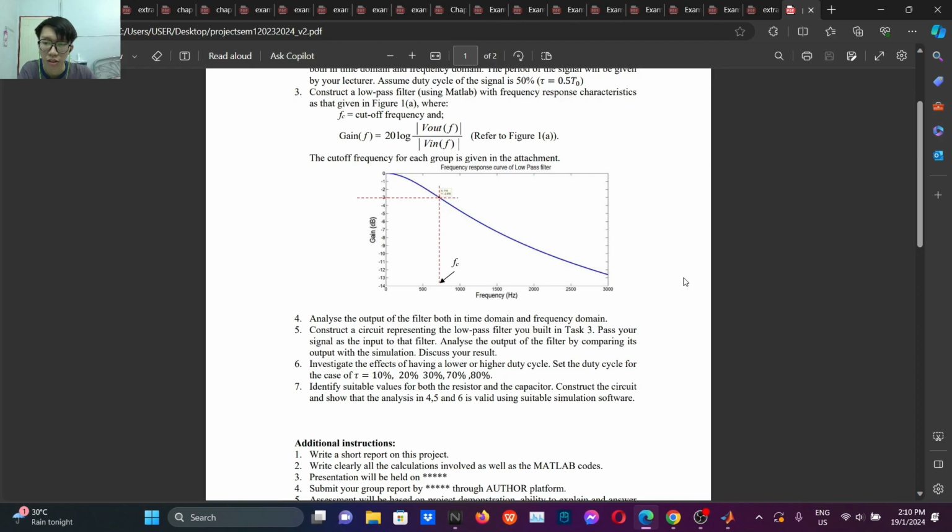My name is Yichonga, metric number BE20203. Now I am going to explain question number 5. Question number 5 states that we need to construct a circuit representing the low pass filter you built in cascade and pass your signal as the input to that filter. Analyze the output of the filter by comparing its output with the simulation.